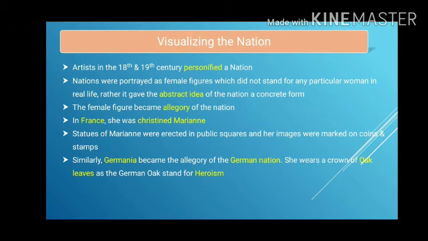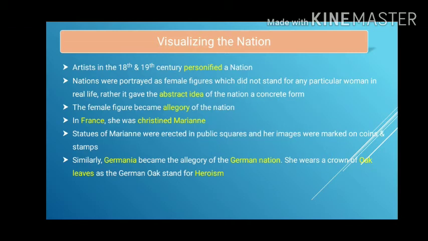Recall the French Revolution, when artists represented the ideas of liberty, justice, and equality through different symbols like a broken chain, a red cap, and a blindfolded woman carrying a pair of weighing scales. Yes, so similar female allegories were invented by artists in the 19th century to represent the nation.